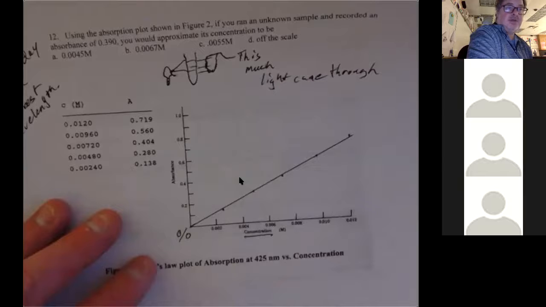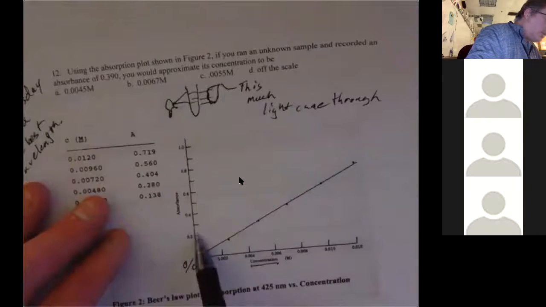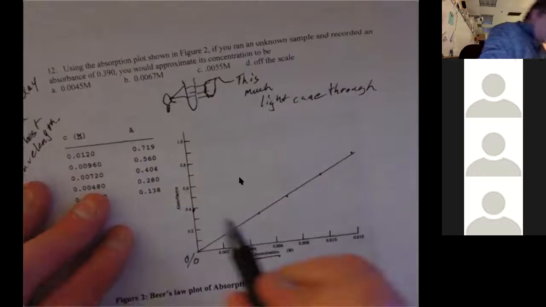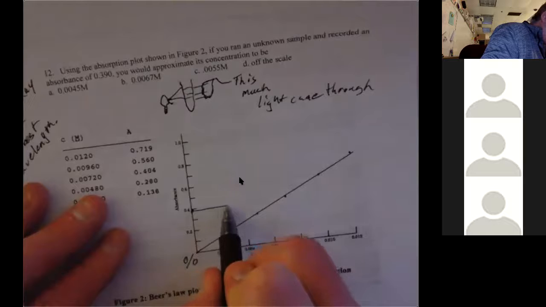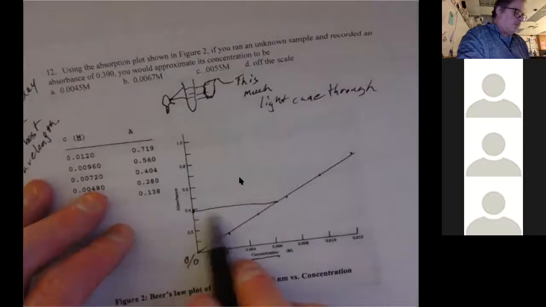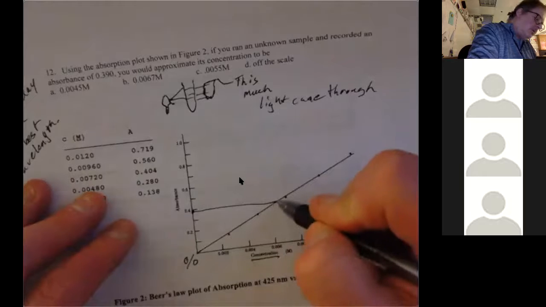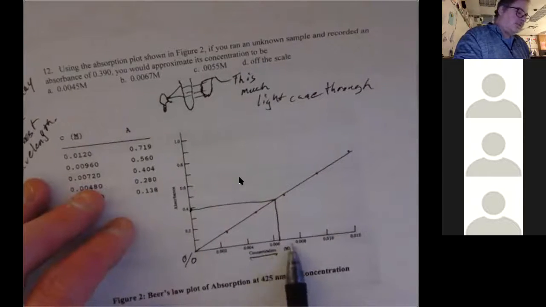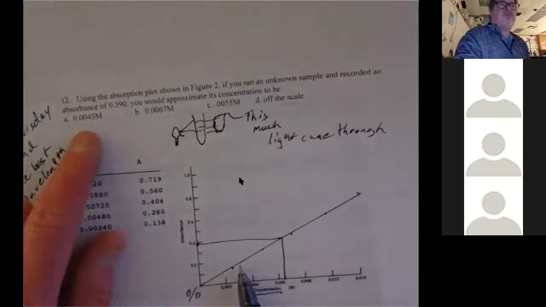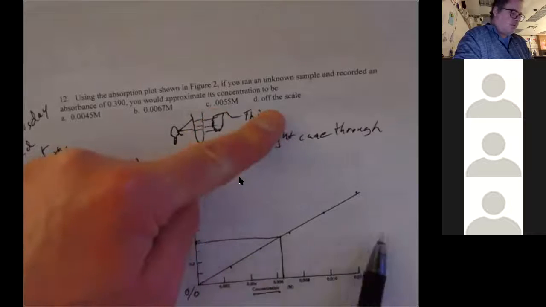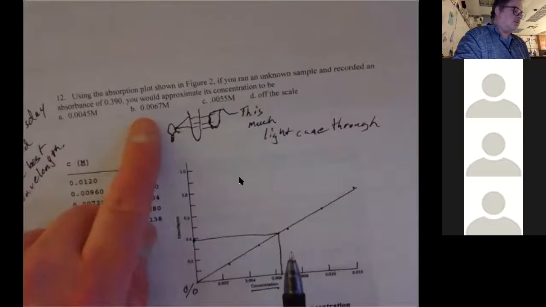That's a pretty big thing, that you can find concentration. They say, okay, I got an absorbance of 0.39. So that's about right here. The way you read a graph is you go over to the line, because that's my y and this is my x. So what's my x? 0.006 something. Is it 0.0045? No. Is it 0.0055? No. Is it off the scale? I don't think so. 0.0067.